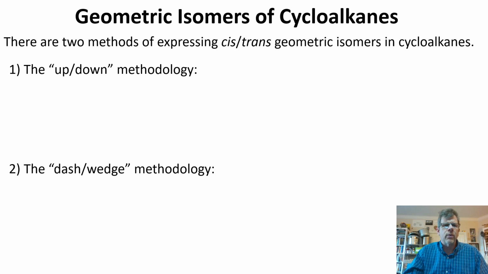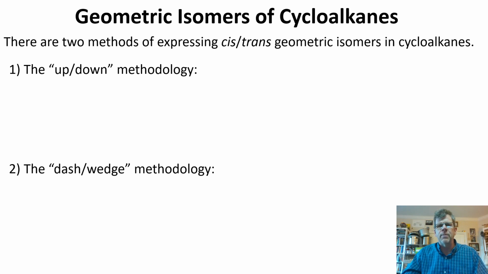One is called the up-down methodology, where the substituents are disposed straight up or straight down off of a ring, or the dash-wedge methodology, which perhaps you're a little bit more familiar with, remembering from general chemistry. Both of these are just as reasonable. Both of them are fine for expressing cis and trans.